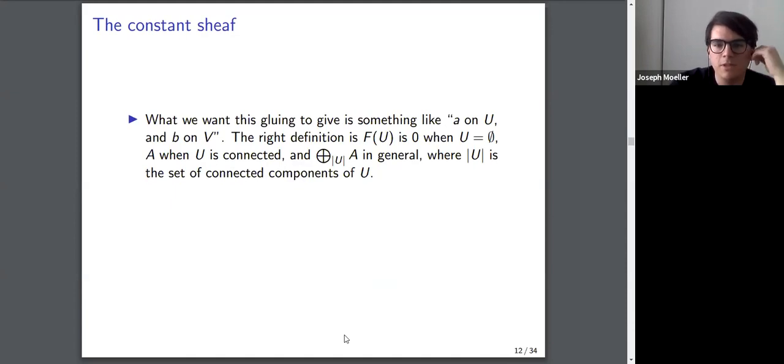We want to give something that's like A on U and B on V, but nothing in A can possibly do that. And so the right definition is that whenever U is the empty set, then you give a 0. Whenever U is connected, then you can just give the group A. And in general, you have to take a direct sum of A a bunch of times for however many connected pieces there are to your subspace.